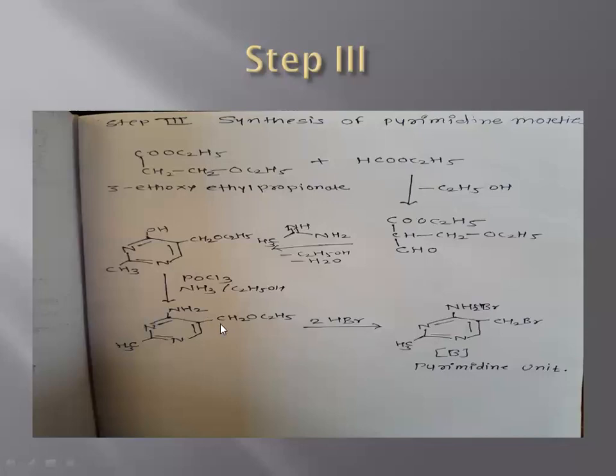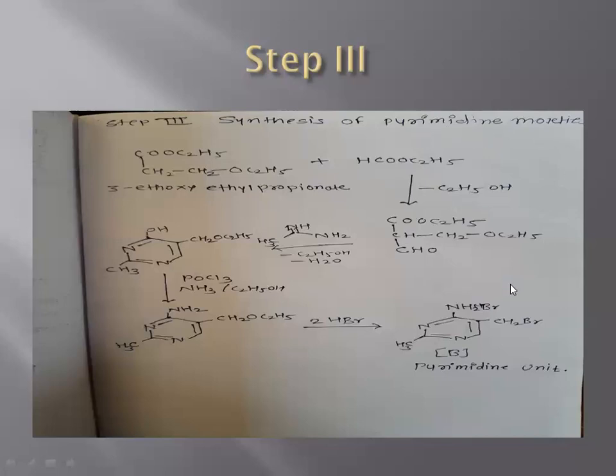After that, the next reaction is we are adding HBr, that is hydrogen bromide. What happened here? Again, that OC2H5 will be removed with one H as C2H5OH, ethyl alcohol, and the remaining HBr will be added here. At this position Br will be added. So finally we will get our pyrimidine unit. Right now we are able to see that in step 2 we got the thiazole moiety, and in step 3 we got the pyrimidine moiety.